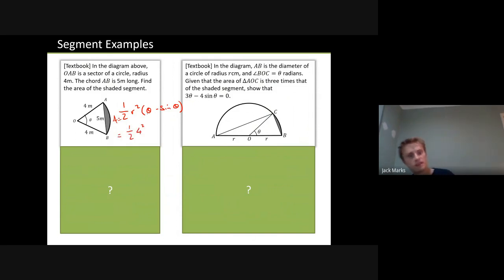Okay, I don't have theta, so again, I need to do some problem solving. That's 4 and that's 5. You have choices. You could split this down the middle, because it's an isosceles triangle, it will create right angle triangles.